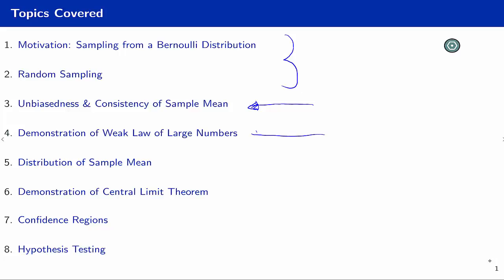We'll then demonstrate the weak law of large numbers in a simulation. This just shows that the sample mean gets nearer and nearer to the population mean when we have a random sample. We'll then look at the distribution of the sample mean using the central limit theorem, and we'll highlight the central limit theorem in a simulation. We'll then use these results on the distribution of the sample mean to form a confidence region. So we'll give a region where, with some probability, the true mean lies in this region.